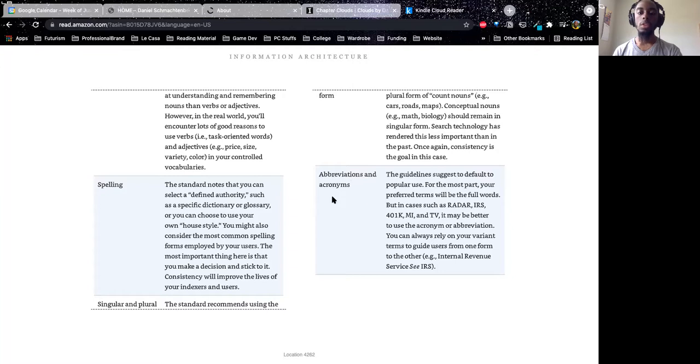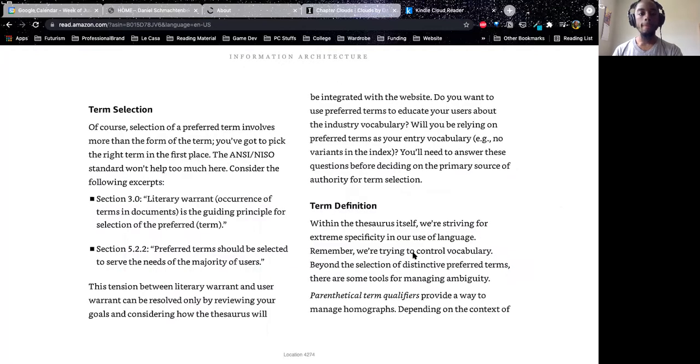Interesting. Abbreviations and acronyms. The guidelines suggest a default to popular use. For the most part, your preferred terms will be the full words, but in cases such as radar, IRS, 401k, MI, and TV, it might be better to use the acronym or abbreviation. You can always rely on your variant terms to guide users from one form to the other, such as Internal Revenue Service, IRS.